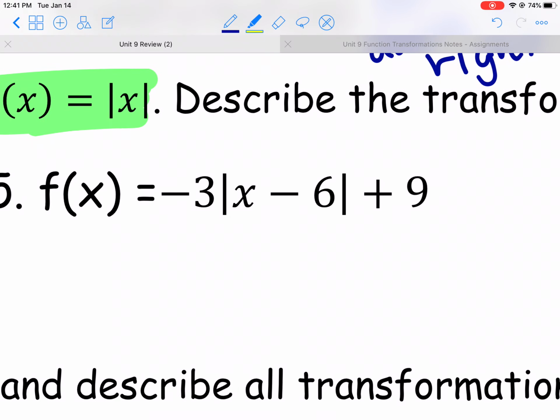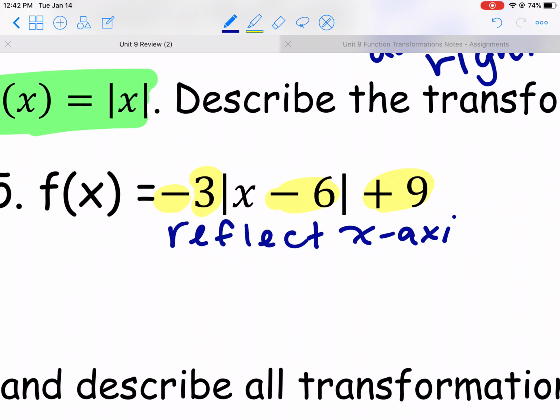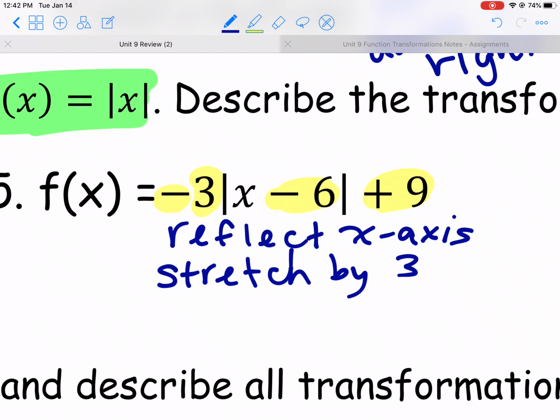Okay, on this one there are 4 things. The negative, the 3, -6, +9. So the negative is saying to reflect across the x-axis. The 3 is telling us to stretch by a factor of 3, vertical stretch by a factor of 3. X -6 inside is saying right 6. And then the +9 at the outside is up 9.